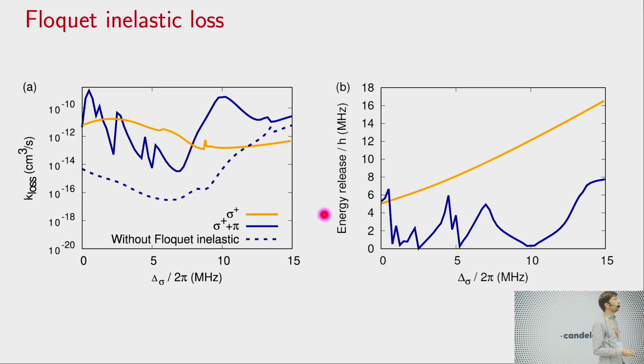You can also see that when you look at the energy release in an inelastic event, in the single field case, this is just the Rabi frequency, and it increases a bit when you increase detuning. But in the double shielded case, you see all this structure. When you tune the detuning, all of these Floquet levels move around, and a level can cross the initial state. The energy release goes to 0, and you actually get the corresponding peak in the loss rate here. So this is where all this structure comes from.